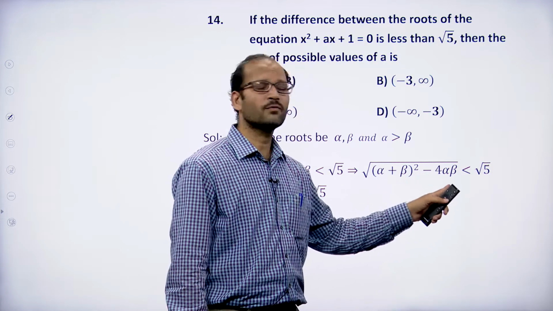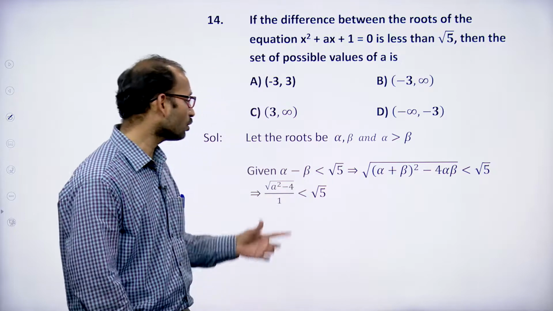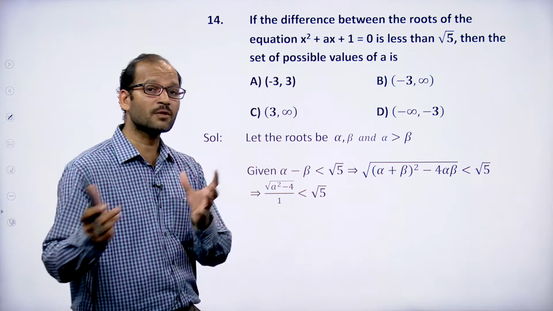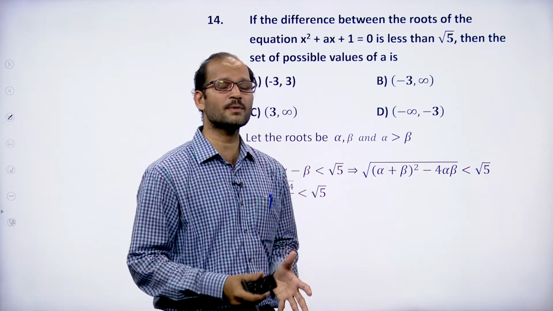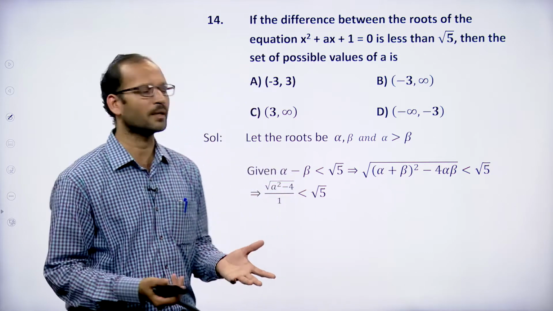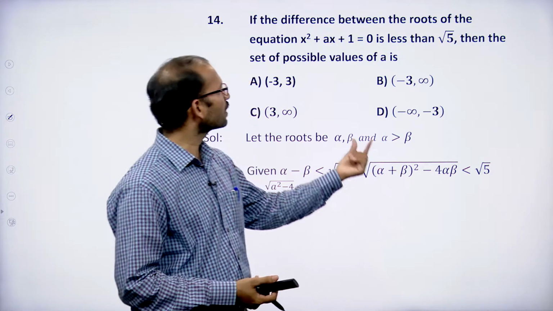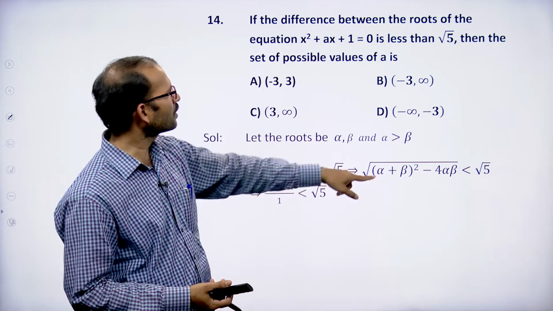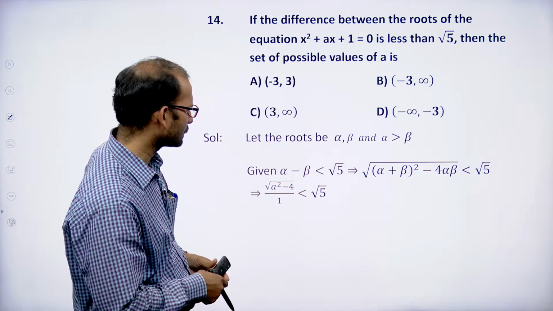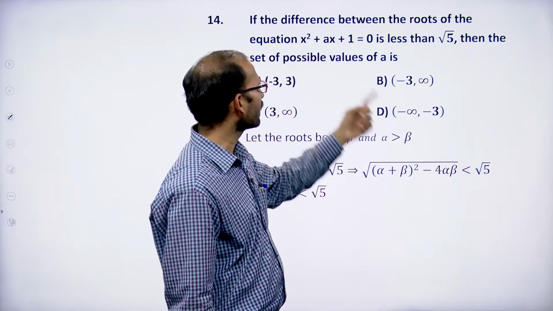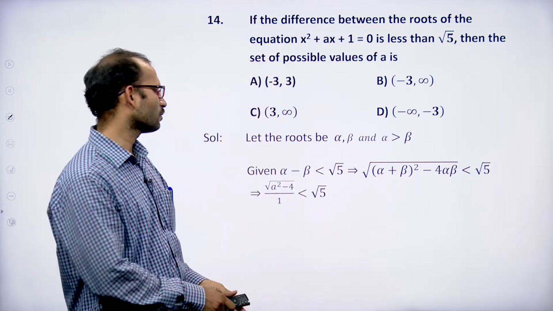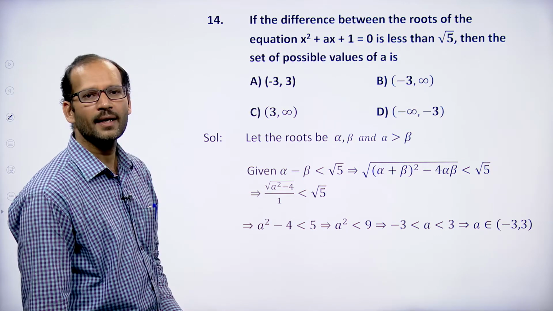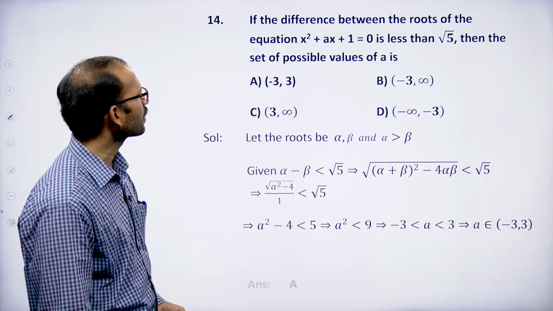I know the value of alpha plus beta and of alpha beta, but I do not know alpha minus beta, therefore I am expressing the unknown value alpha minus beta in terms of the known values alpha plus beta and alpha beta. What is alpha plus beta? Minus b by a. What is alpha beta? C by a. Alpha plus beta is minus a by 1, so a square minus 4 times 1 by 1. So from this, a square minus 4 is less than 5, a square is less than 9, so a lies between minus 3 and 3, so a belongs to (minus 3, 3).